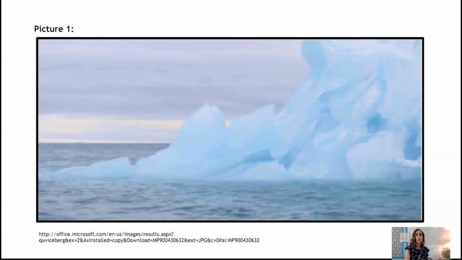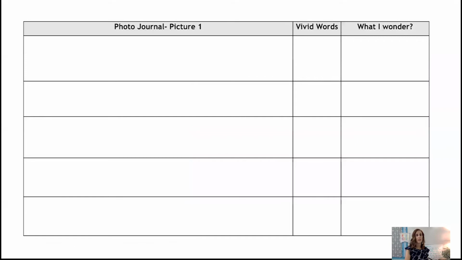You'll need another sheet of paper, your pencil, and a place to write. Gather your items. We'll practice filling in your photo journal. Please draw this on your paper. So again, I have 3 columns, one for each picture, and we're going to put key details for each picture, one column for vivid words, and one for questions I'm wondering.